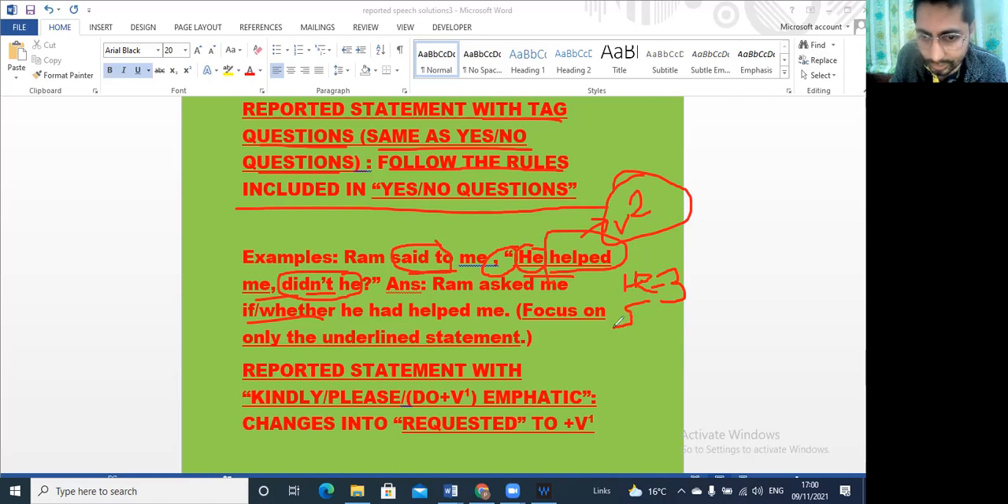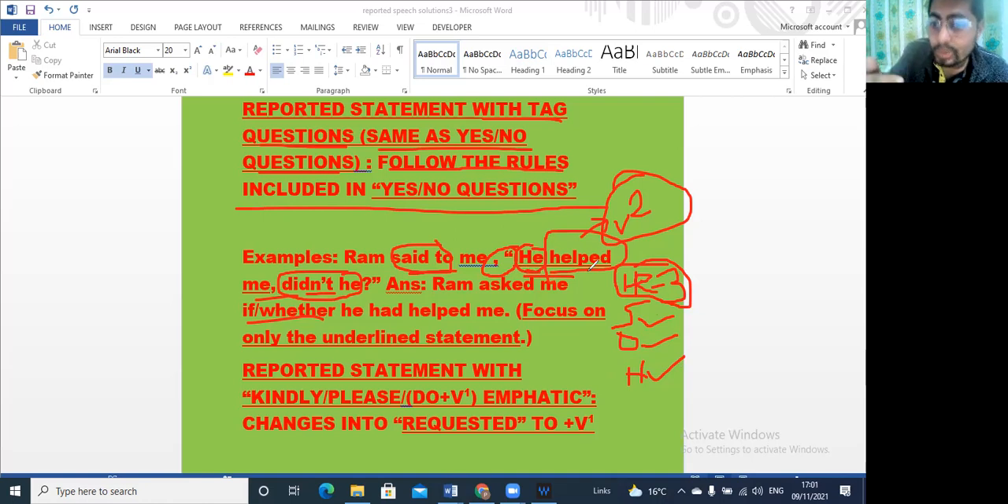Third person. Whenever we talk about the SON rule, S-O-N, the first person changes according to subject, the second person changes according to object, and the third person is not changed. No change in third person. So what should we do for he? He is third person. So he is not changed. He remains same. No need to change he. Okay, Ram asked me if or whether he now helped.